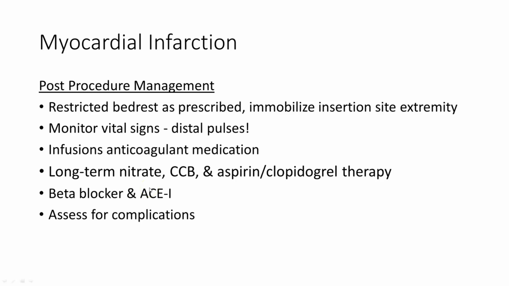Long term, we've talked about the medications: the nitrates, the calcium channel blockers, the aspirin, and clopidogrel. You can be on all of those at once. They all work differently. And then you're going to add in a beta blocker and an ACE inhibitor. If you end up with a cough, they'll change you from an ACE inhibitor to an ARB. And then, of course, we want to assess for complications of the medications and the procedures, and make sure that we're not experiencing any kind of reperfusion dysrhythmias or further chest pain to tell us our interventions weren't effective.